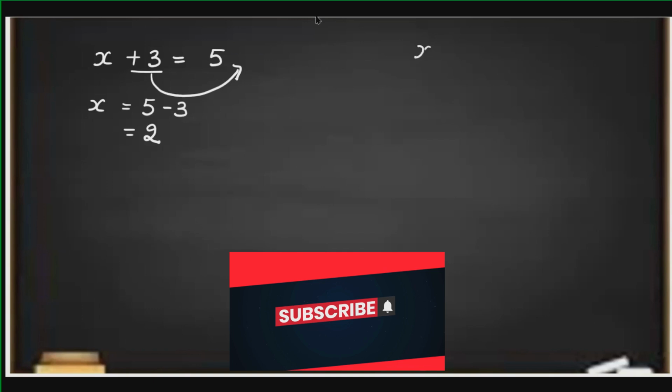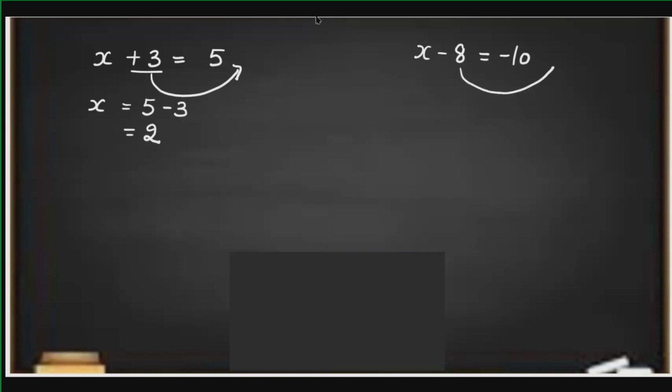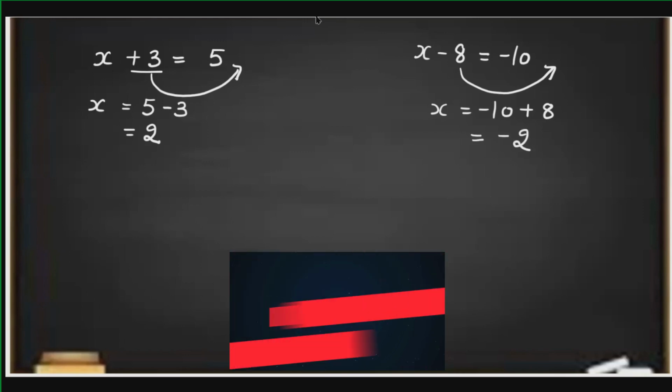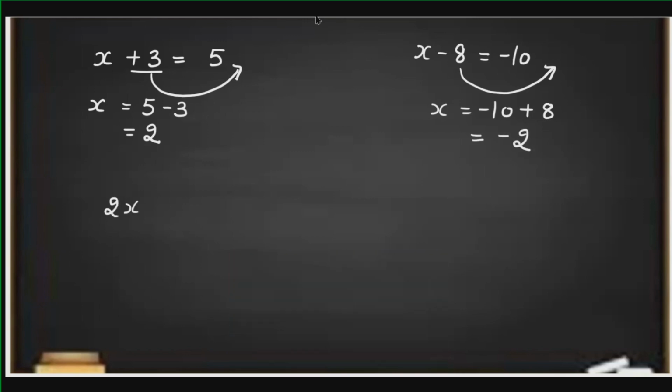Similarly, if any number is a negative number and I'm moving that number to the other side, this negative number will become positive. So now I'll write it as plus 8. The value of x would be negative 2. Then, if any number is in multiplication and we want to move that number to the other side, multiplication will change to divided by. We'll get x is equal to 6 by 2, which is equal to 3.